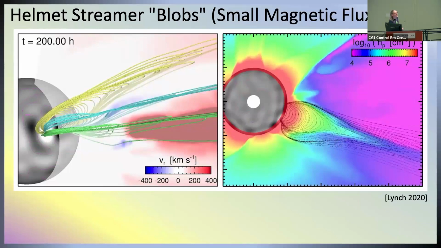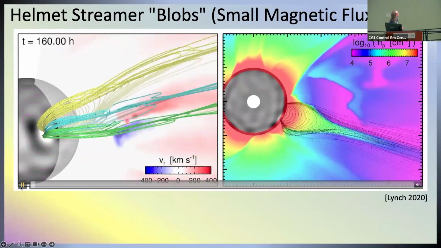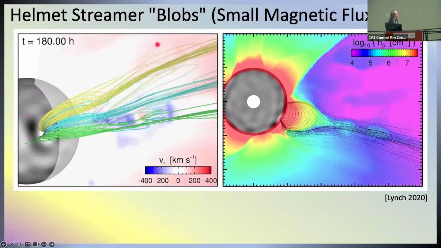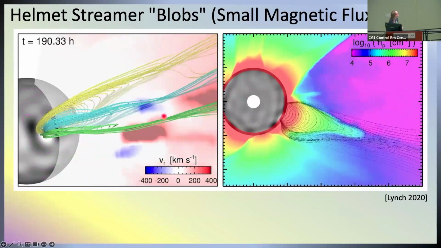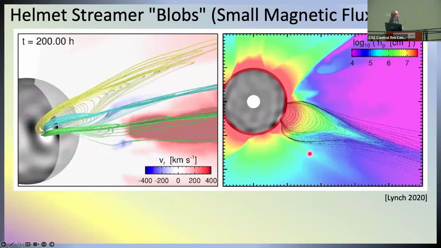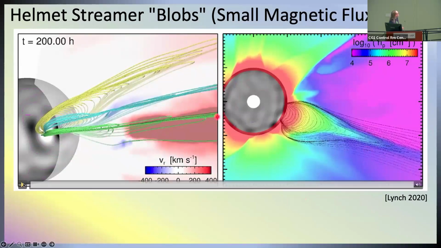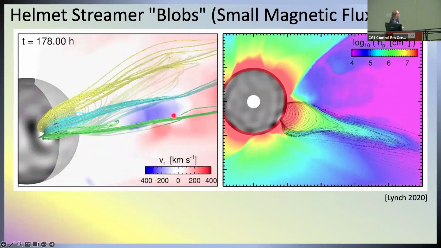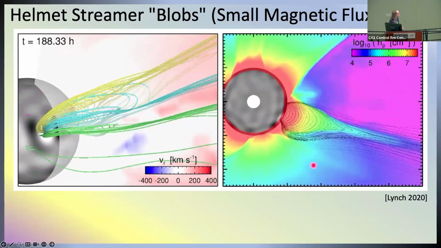And if you play it one more time, sorry, you're going to see these kind of spiral structures that get built up here, and then built up here and ejected. And so that's the density component and the magnetic field component of what is basically a streamer blob, one of these helmet streamer blobs.